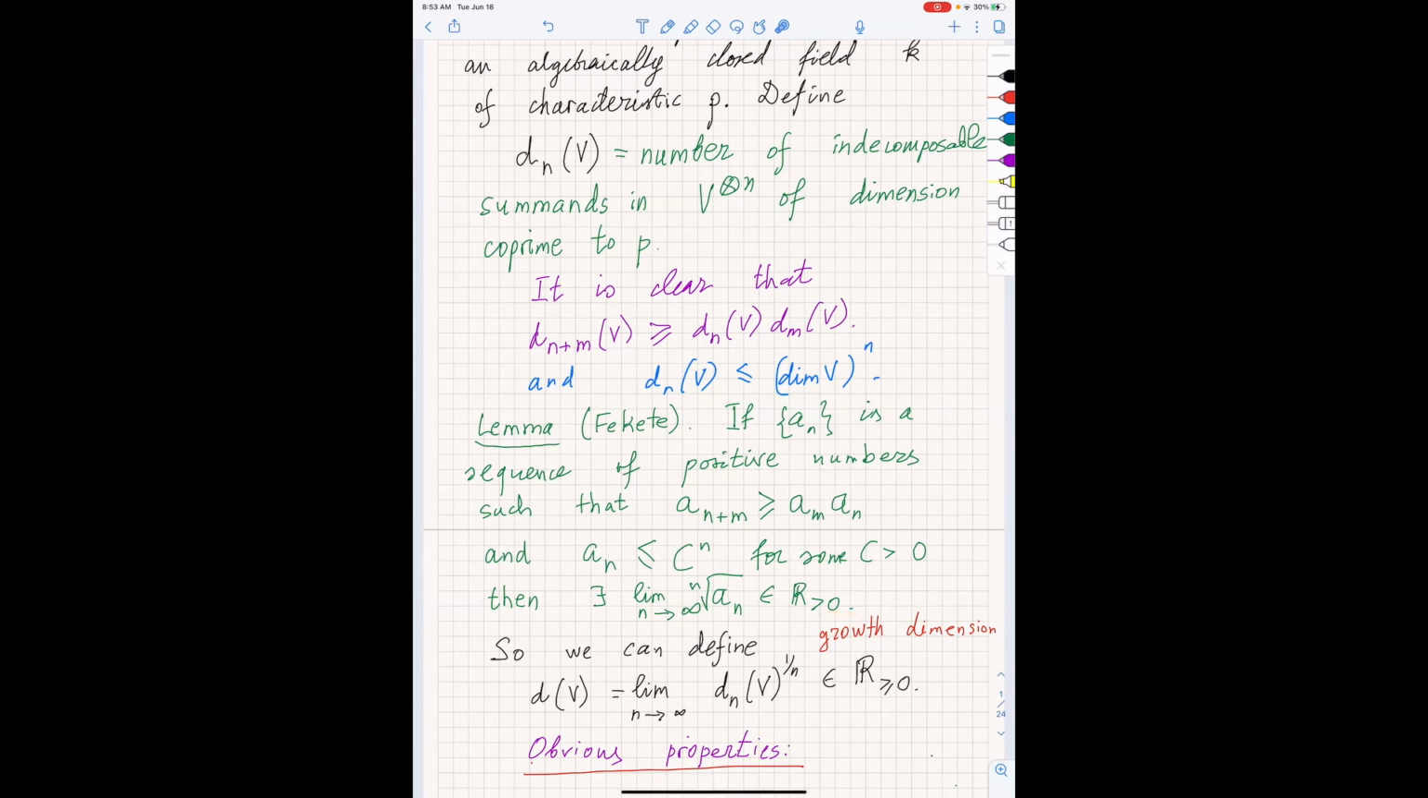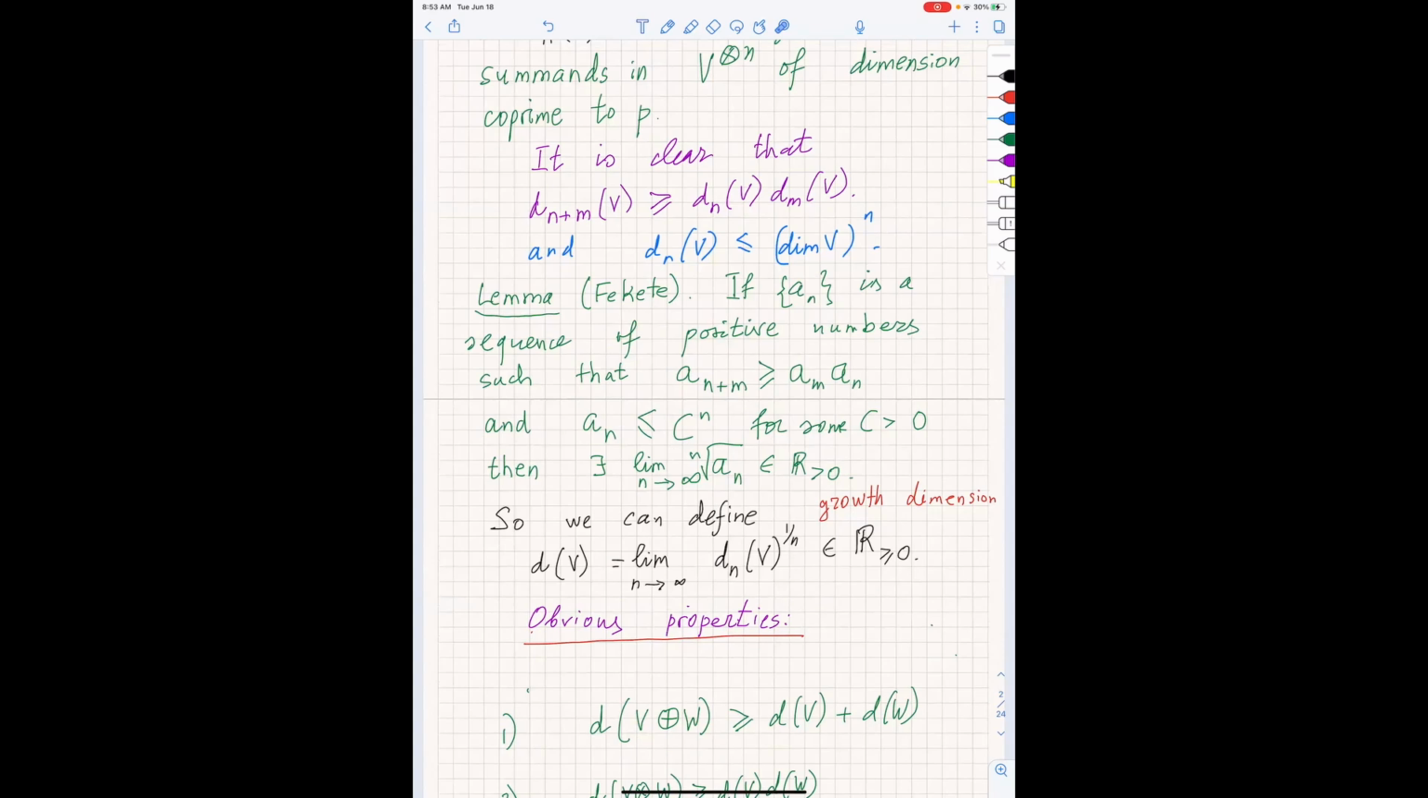And so we can define, in our case, this limit d(V), which is the limit when n goes to infinity of d_n(V) to the power 1 over n, which is a non-negative real number. Well, if the a_n's are 0, for example, it is going to be 0. Otherwise, it will be a positive number. And so this is the invariant I want. This means that I attach a real number to every representation.